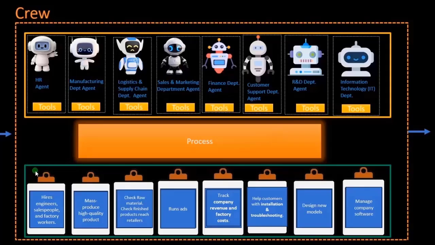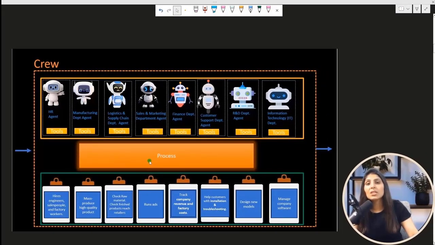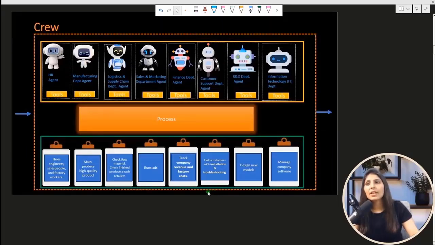So these are tasks. Then we have tools, agent, and process, because these are the 4 important key points in Crew AI. So guys, before understanding what agent, tools, process, and task are in detail, let's see a few examples where we can use Crew AI.